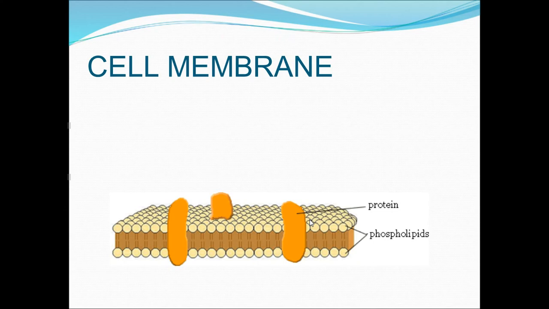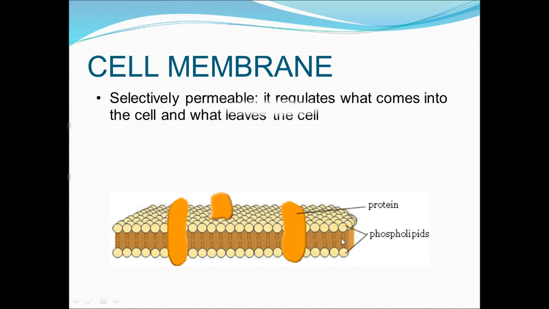Last but not least is the cell membrane, an extremely important structure. It contains proteins, which kind of go the whole way through the cell membrane, and phospholipids. We learned about lipids as a macromolecule. Phospholipids, there's 2 layers of them. They've got the head of the phospholipid on one side and the tails on the inside. And this allows the cell membrane to be selectively permeable, which means it regulates what comes into the cell and what leaves.